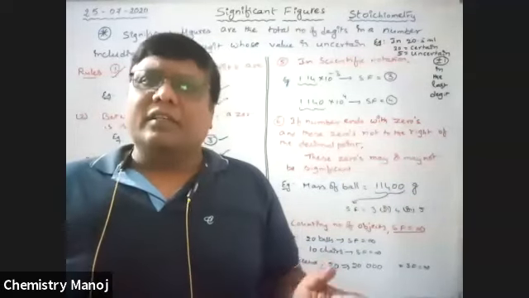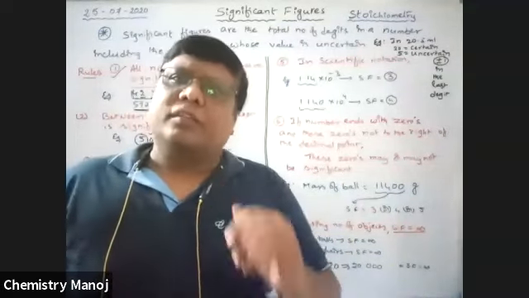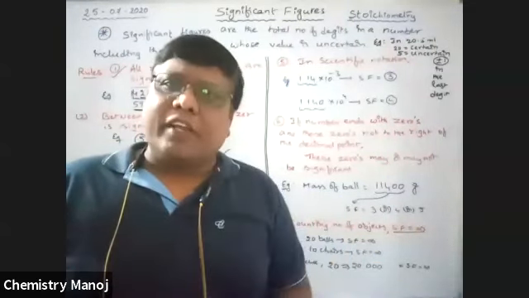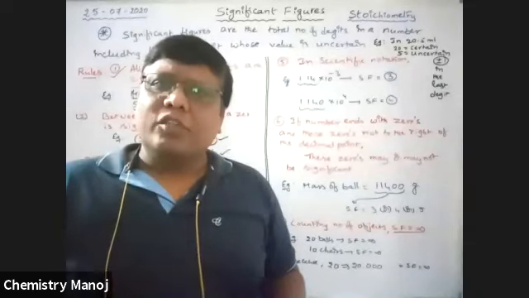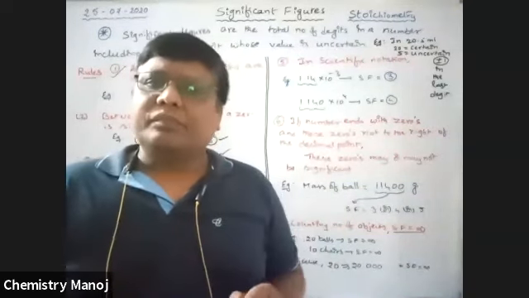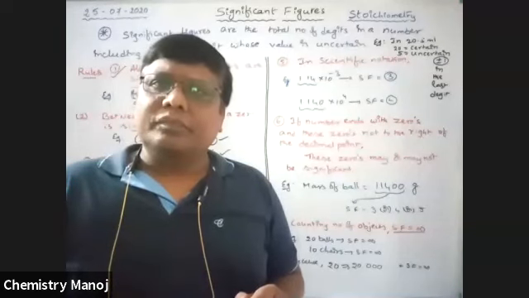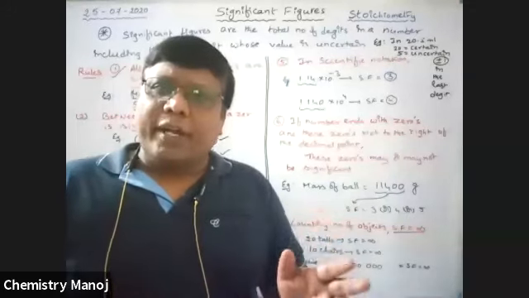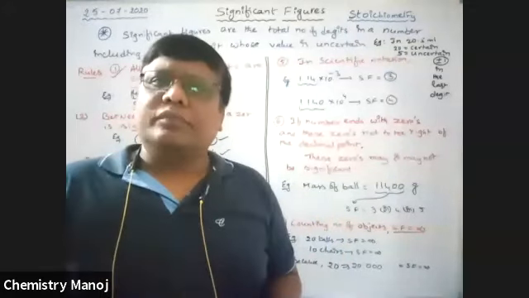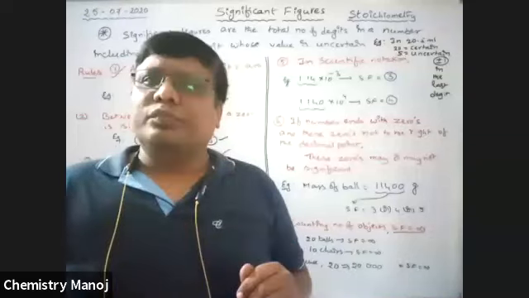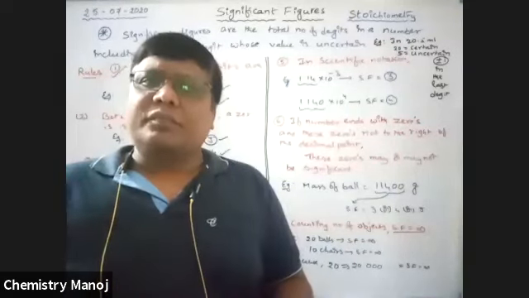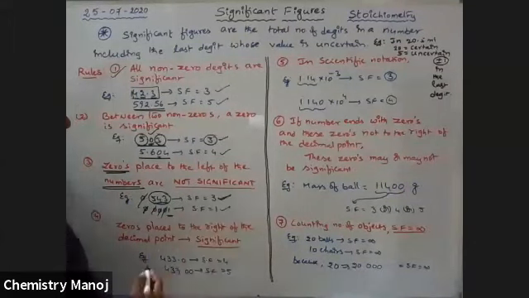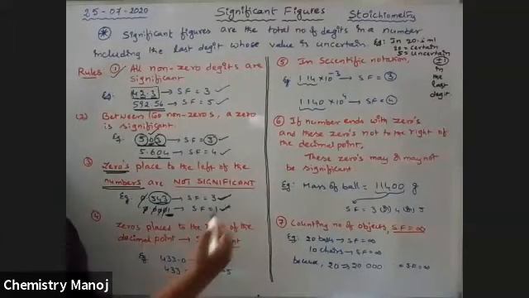If a number is, for example, 0.01, how many significant figures? Give me the number. 0.01. Yes, 1. Next, 0.0025. How many significant figures? 2. Like that. So see here, 25 is significant. That is the 2. There only 1 is significant. That is a 1.